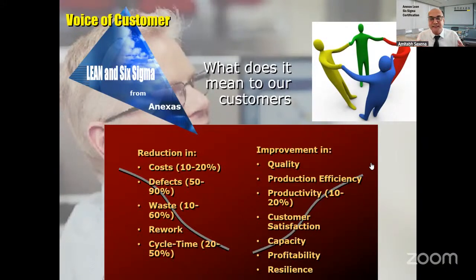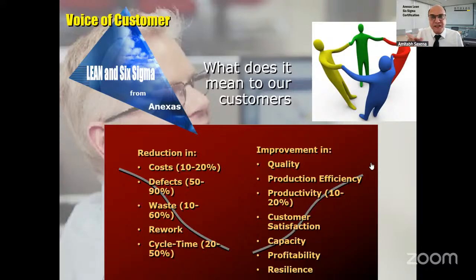So what is Lean and Six Sigma? You improve a process. Process is repetitive. Like going to office is a process. You keep going to office every day. You keep producing. Manufacturing is a process. Sales is a process. Treating a patient in a hospital is a process, because you keep doing it again and again.